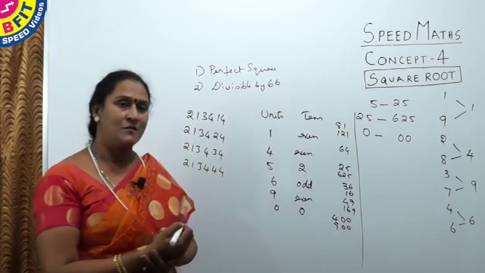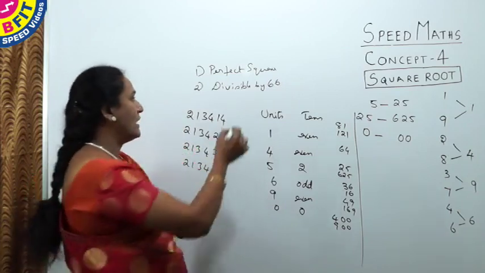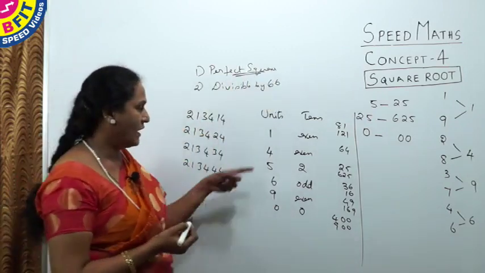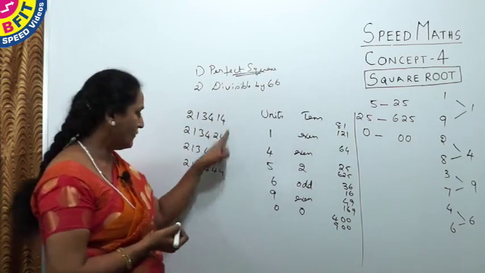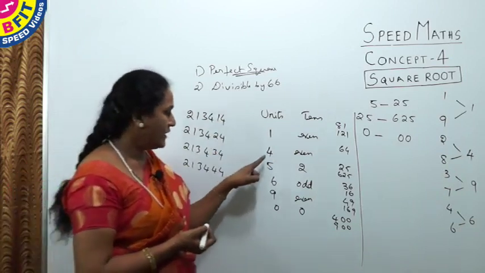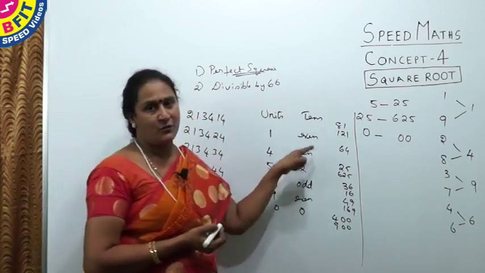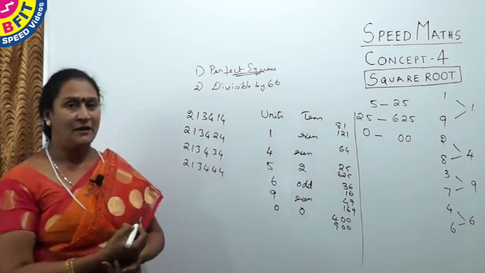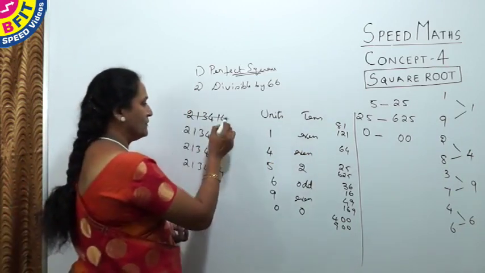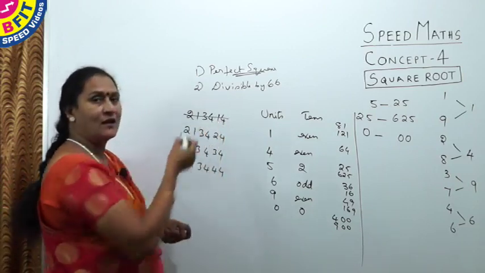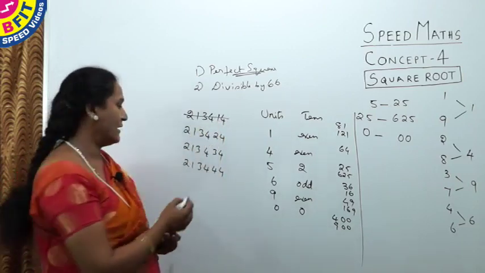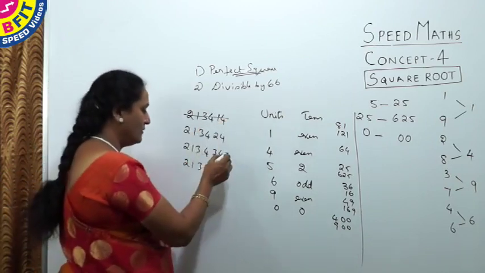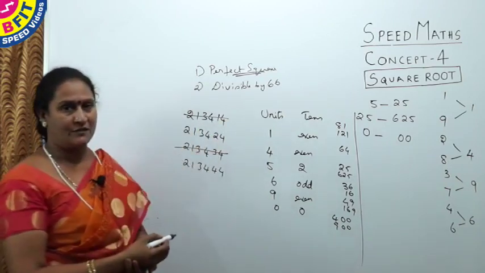So what are all the options we can eliminate? They have given that it is a perfect square. So if it is a perfect square and it ends with 4, and we have 4 in the units place, the tens place should be an even number. So with this condition, which options can you eliminate? When you have 4 here, 1 can't be in the tens place for a perfect square, and when it is 4, you can't have an odd number. So we can eliminate these two options, the ones with 1 and 3.